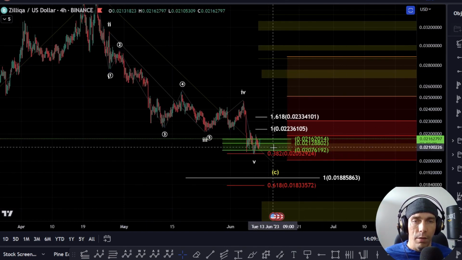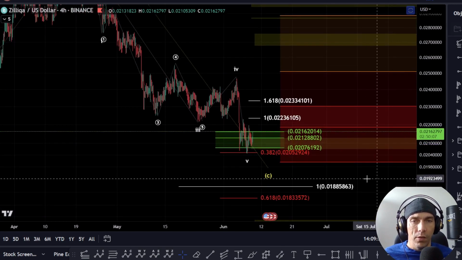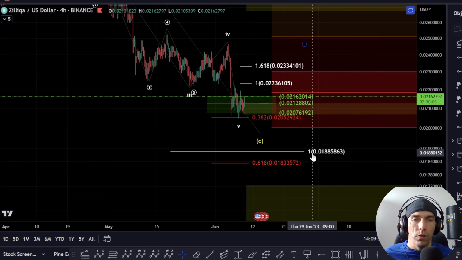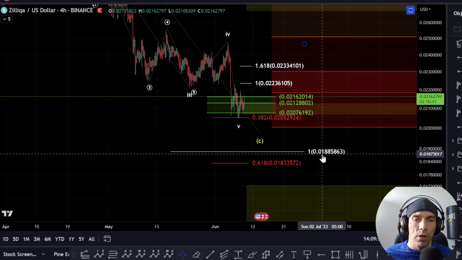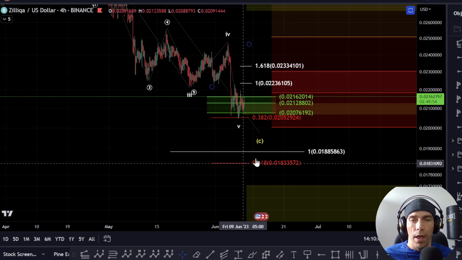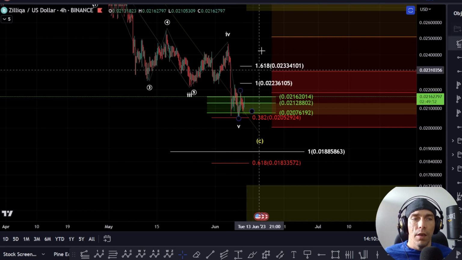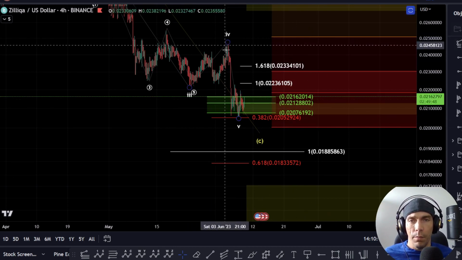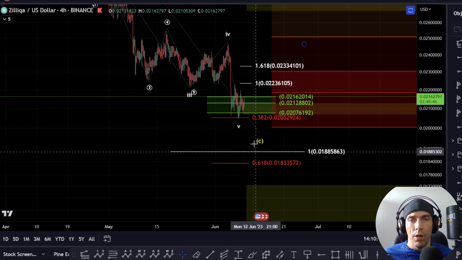So this has technically met that criteria. If we do see this start to break down deeper though, what we could actually see is price be gravitated towards this 1-to-1 of this wave 1, which would actually be here this 0.1885, or this 0.618 of the wave 1 to 3 area. So these would be some lower targets if we do see price actually continue to break down here.